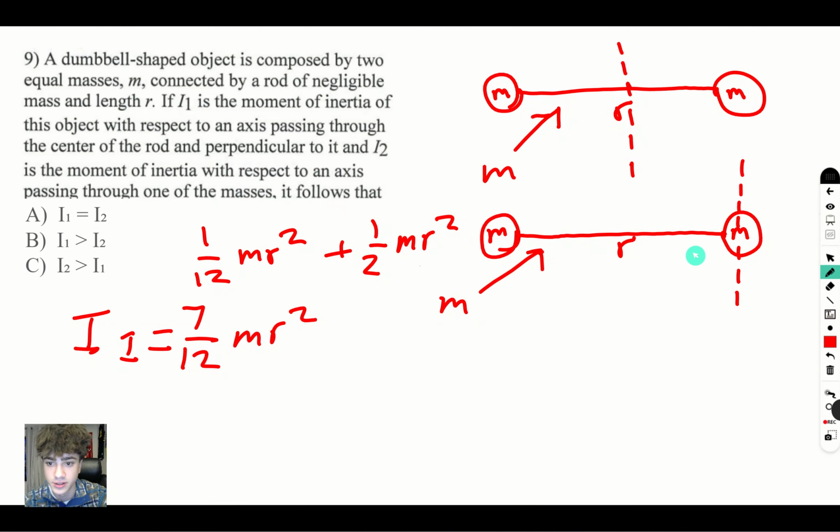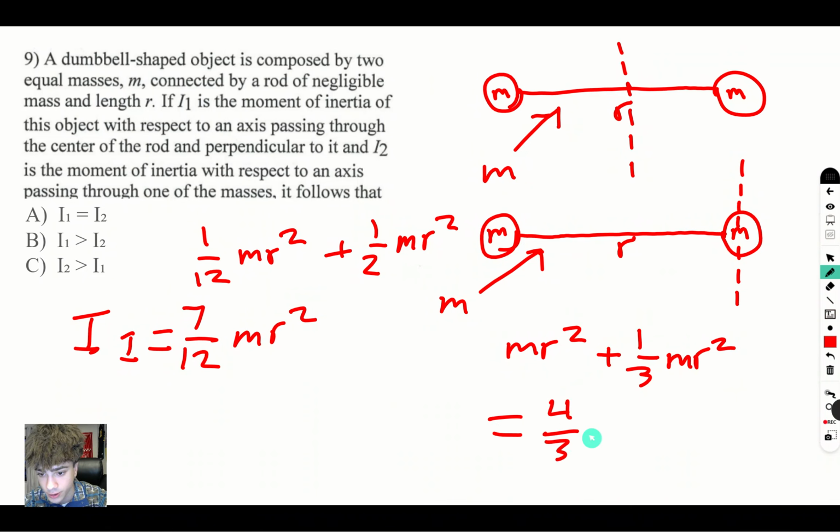And now let's check out the inertia of this system right here. The inertia of the ball was mr squared, and then we know that the inertia of a rod about one of its edges is 1/3 mr squared. So we add that in as well, and that gives us 4/3 mr squared. And as you can see, our I2 is still going to be greater than our I1 in this scenario.